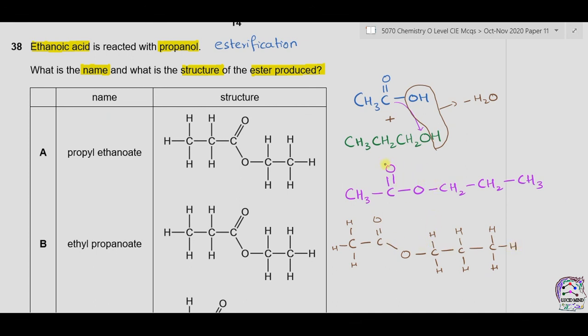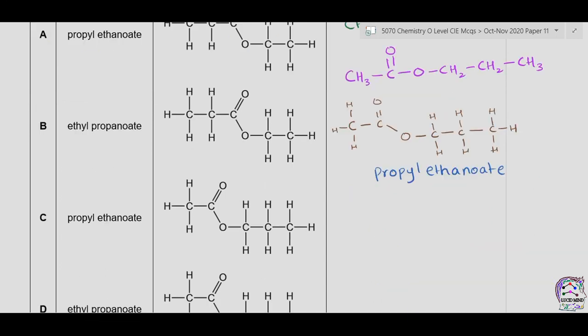Now naming this compound, we have a 3 carbon alcohol, which is propanol. So the first name comes from the alcohol, so it is propyl. The carboxylic acid was ethanoic acid. So the second name comes from the carboxylic acid, so it is propyl ethanoate. Let's look at the options. We have propyl ethanoate and the structure is similar to this one. So therefore the answer is C.